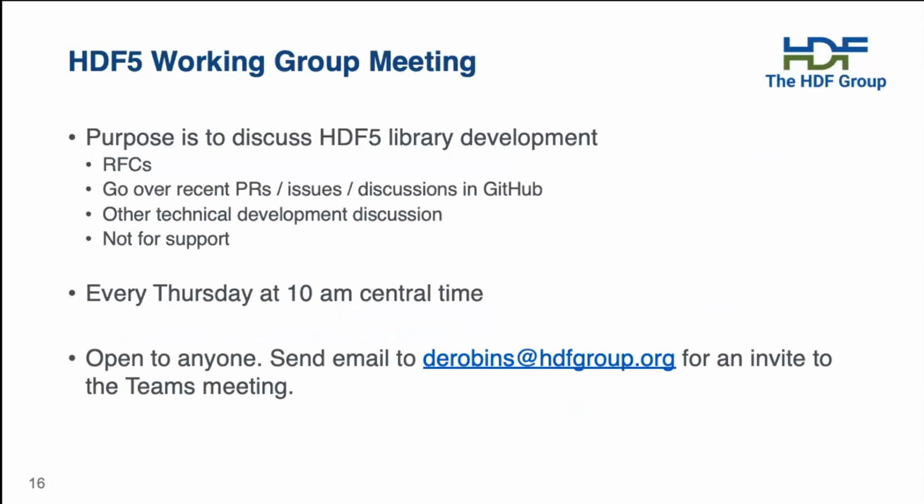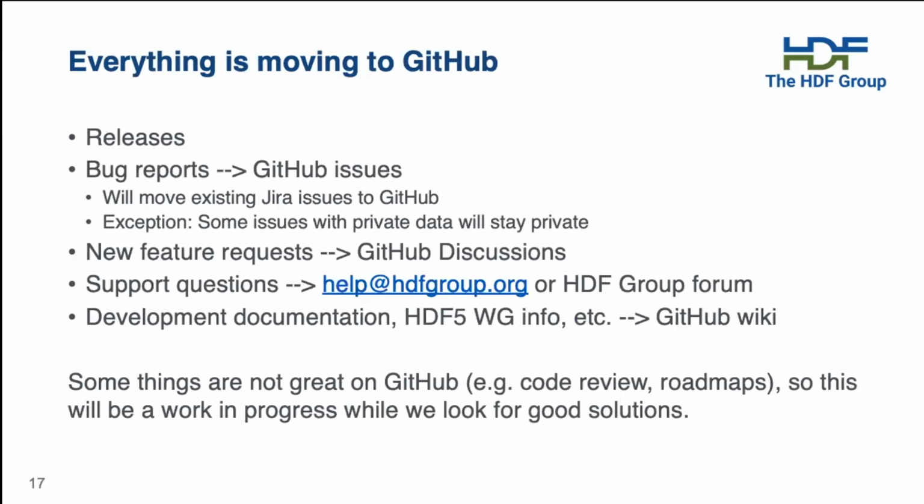We're trying to get some mailing lists set up so we can better coordinate this stuff. And eventually all the discussions about this will move to GitHub. I'll talk about that in just a second here. So everything's moving to GitHub. Releases, we're trying to do releases off of GitHub. Bug reports should be entered as GitHub issues.